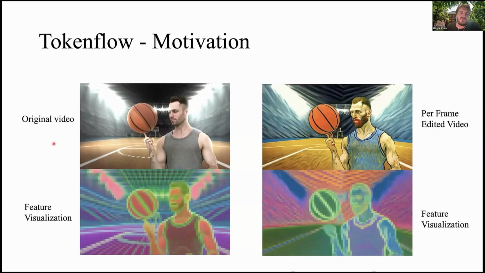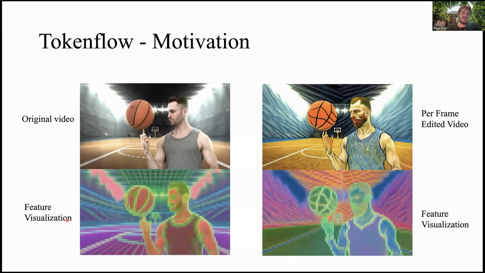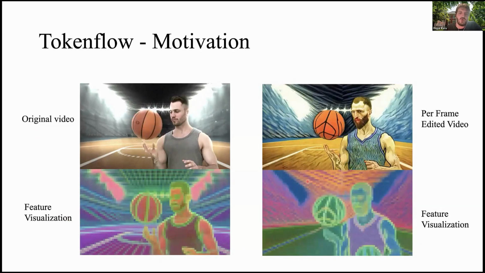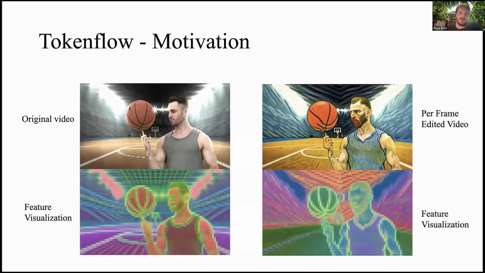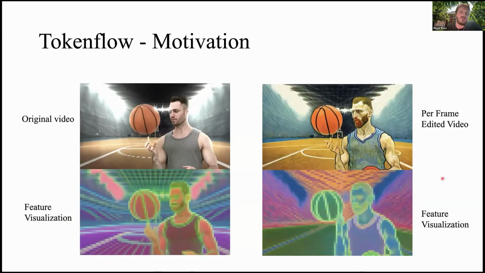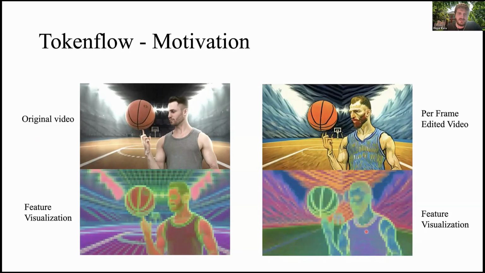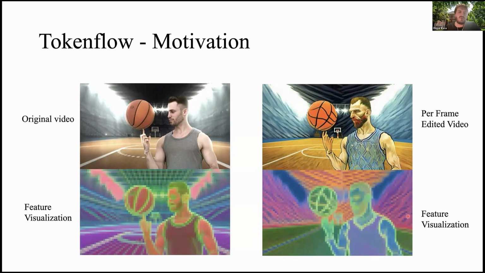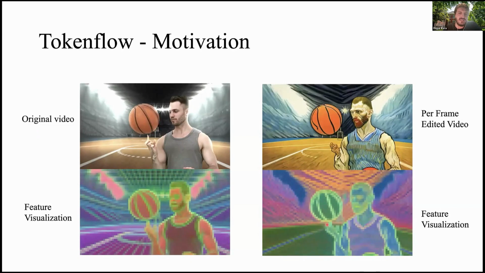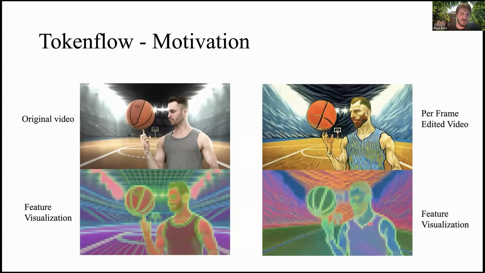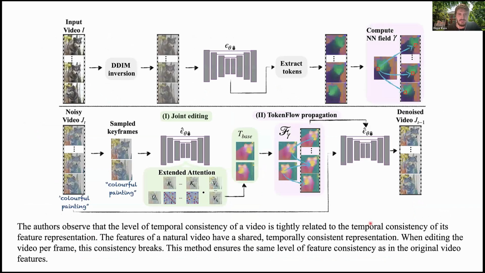And as you can see in the original video, the features are consistent as they should be. But in per frame editing, there's flickering. There is no temporal consistency because of the inconsistency in the features, as they claimed. Then what they propose is making sure that these features are consistent throughout the frames. And this is the basis of their work. So basically, they first invert the original video, get the noise correspondences of each frame. Then they extract the features of each frame using the UNet during inversion.